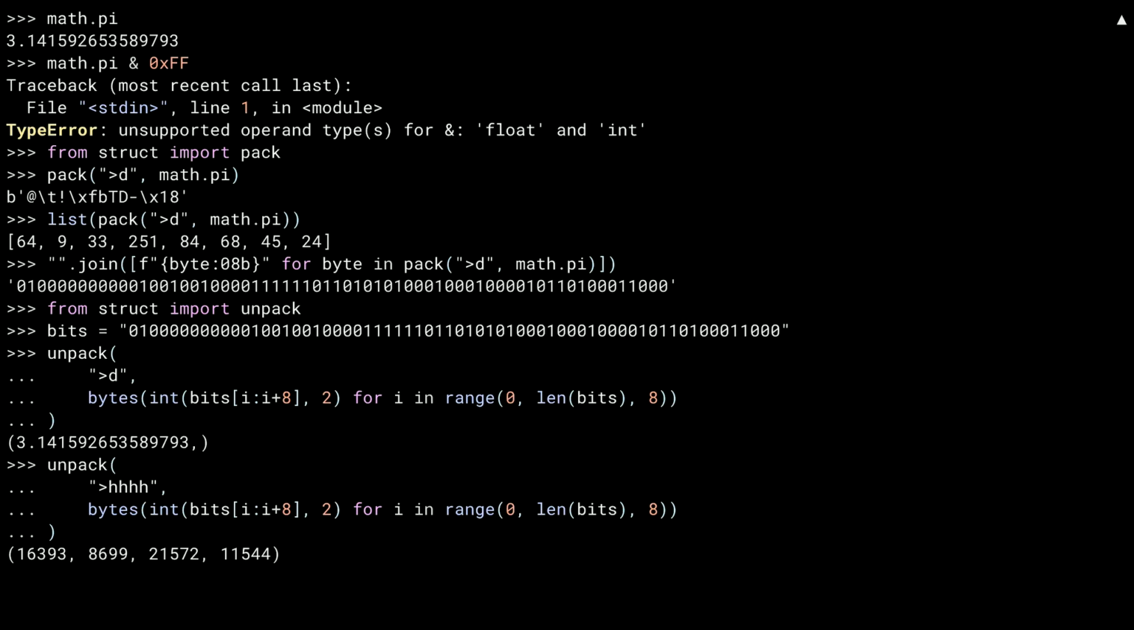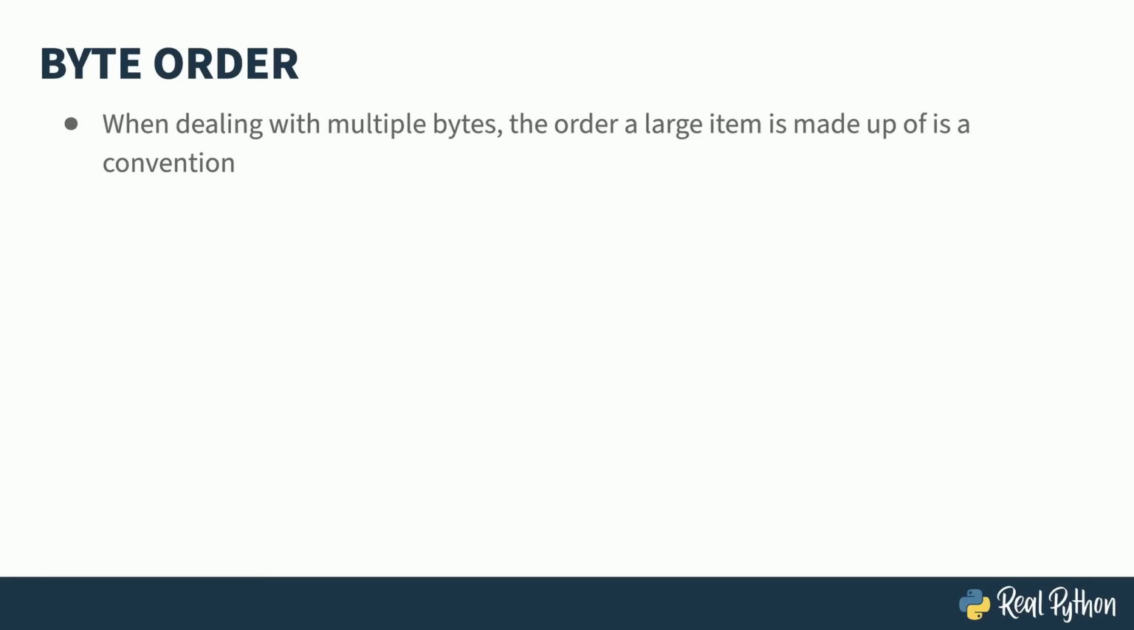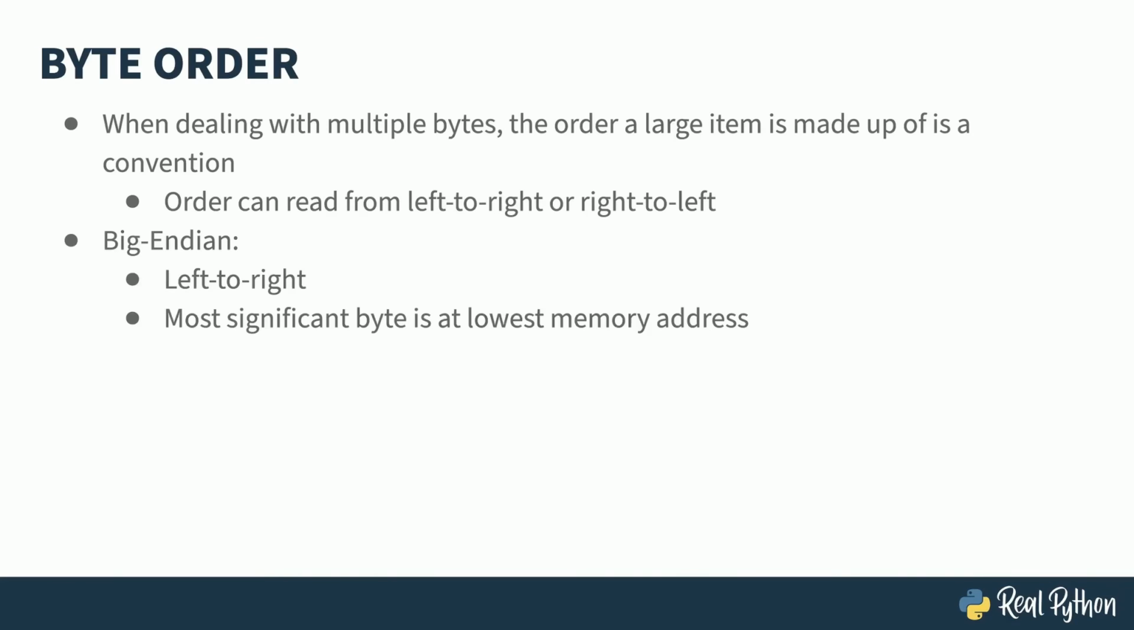Each of the pack and unpack templates that I've used so far has had a greater than symbol in it. That symbol has to do with byte order, also known as endianness. That's what I'll talk about next. When dealing with values comprised of multiple bytes, the order of the bytes in the value is a convention. It can either be left to right or right to left. Big endian is left to right, meaning the most significant byte is at the lowest address in memory. This format is common in mainframes and some of the Power and ARM family of processors.